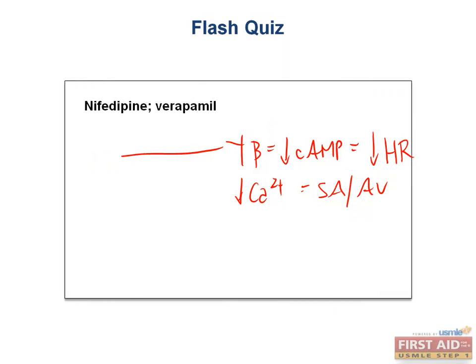So the answers are nifedipine, which means that it classifies into the group that we talked about, the dihydropyridines, ends in -DIPINE, and verapamil is your classic non-dihydropyridine that you will see asked about on your Step 1 exam because it is a classic calcium channel blocker that directly goes for those calcium channels that are found in the myocardium.